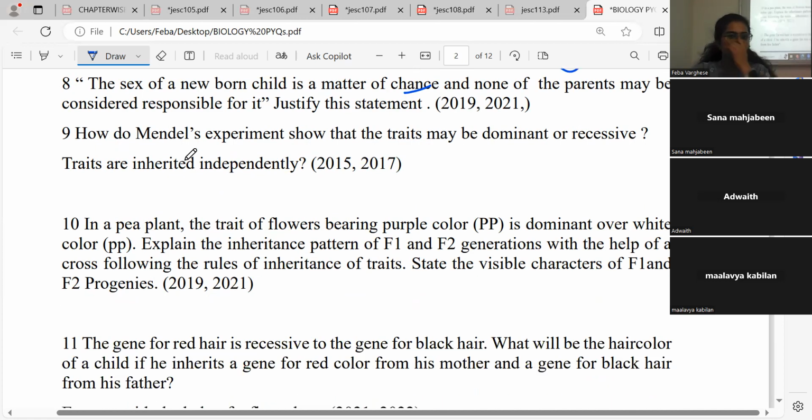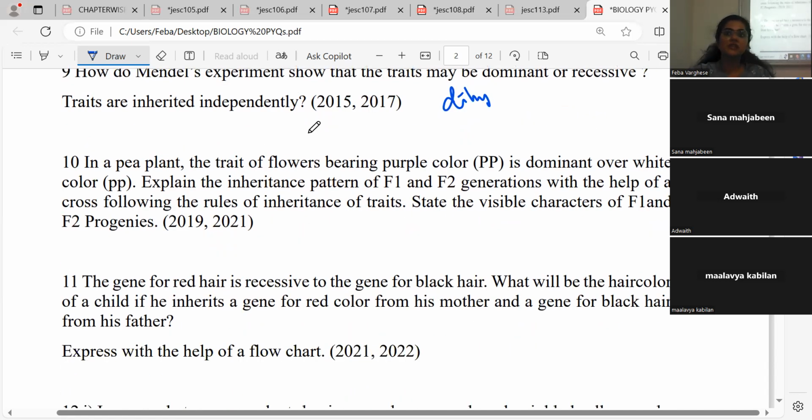Now, how do Mendel's experiments show that the traits may be dominant or recessive, and that traits are inherited independently? Both these experiments you have to write over here. First case, monohybrid, and second case, dihybrid. It was a 5-mark question. Explain both the things with suitable examples. Now, in a pea plant, the trait of flower being purple is dominant over the white color. Explain the inheritance pattern of F1 and F2 generation with the help of a cross, following the rules of inheritance of traits. State the visible characteristics of F1 and F2 progenies.